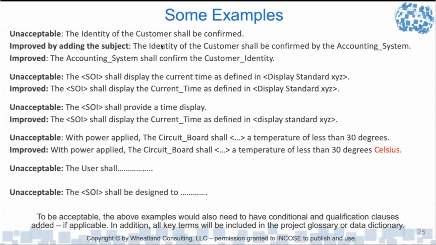And that's kind of like this first one, acceptable. I said, shall be confirmed. And if you go and say "by zombies", it fits. On the second, improved one, I said "by accounting system." Active voice, we want the subject to be before the verb.